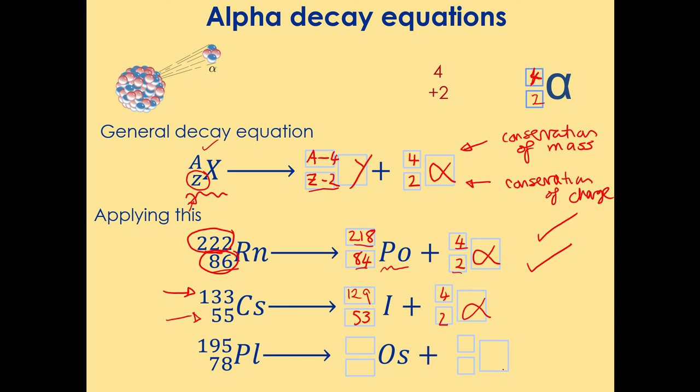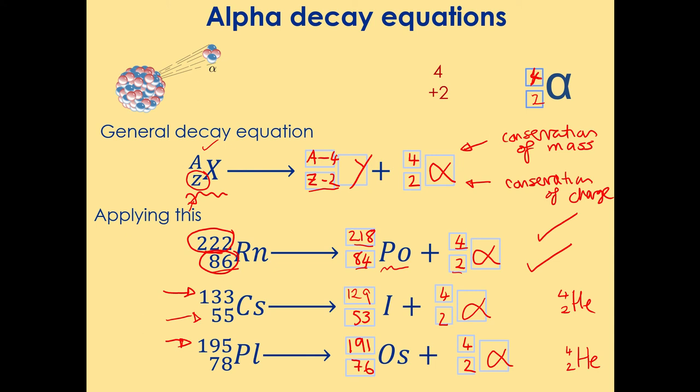Final example then, if it's alpha decay, first of all fill in the alpha, then the 4 and the 2. Conservation of mass, what do I add to 4 to get 195? The answer is 191. What do I add to 2 to get 78? The answer is 76. The only other thing you could do differently here is, remember, instead of writing the alpha symbol, I could write He. So I could have written 4 2 He in each example, because as I said, alpha is the same as a helium nucleus. But I think it's easier with the alpha symbol personally.